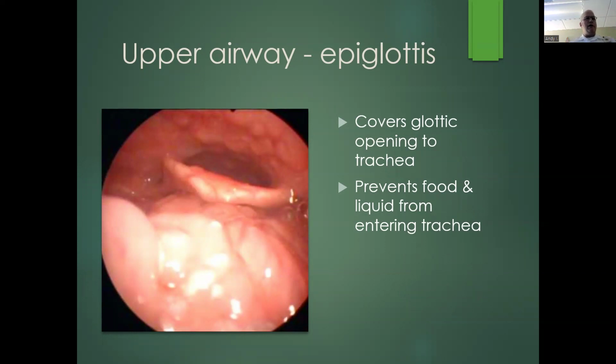I'm sorry, not the posterior. We're talking about the epiglottis. That's the little flap that covers the trachea in that glottic opening. So that prevents fluids, bacteria, food, and anything that doesn't belong in the lungs. It's designed to protect it from that happening.